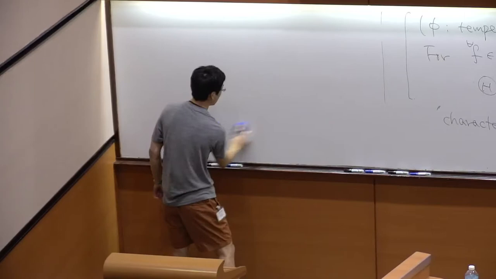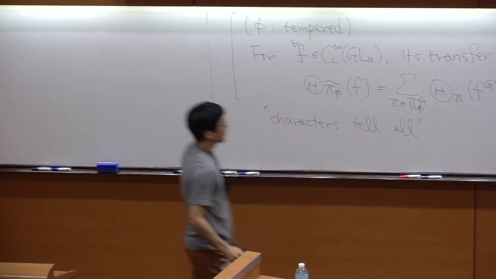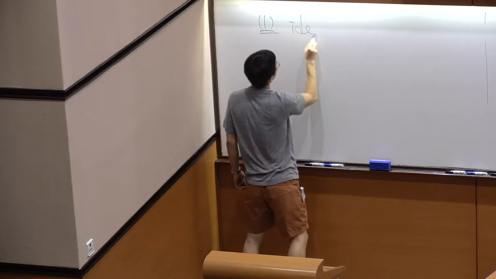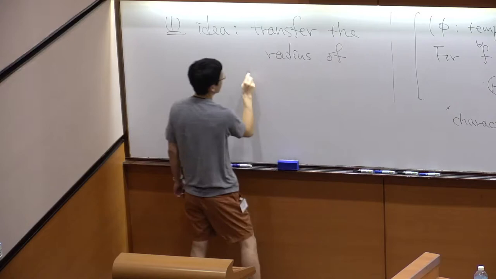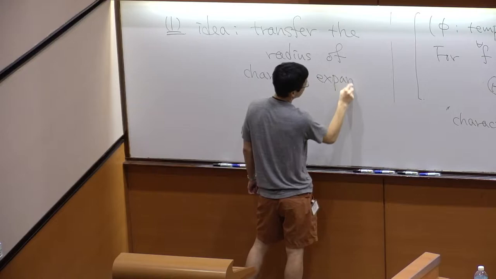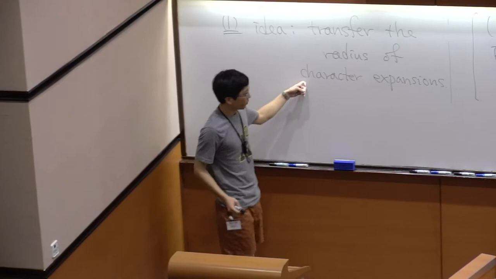Okay, so let's first consider the proof of the first step. The idea of the first step is to transfer the radius of character expansions. Okay. So let me explain what the character expansion is.